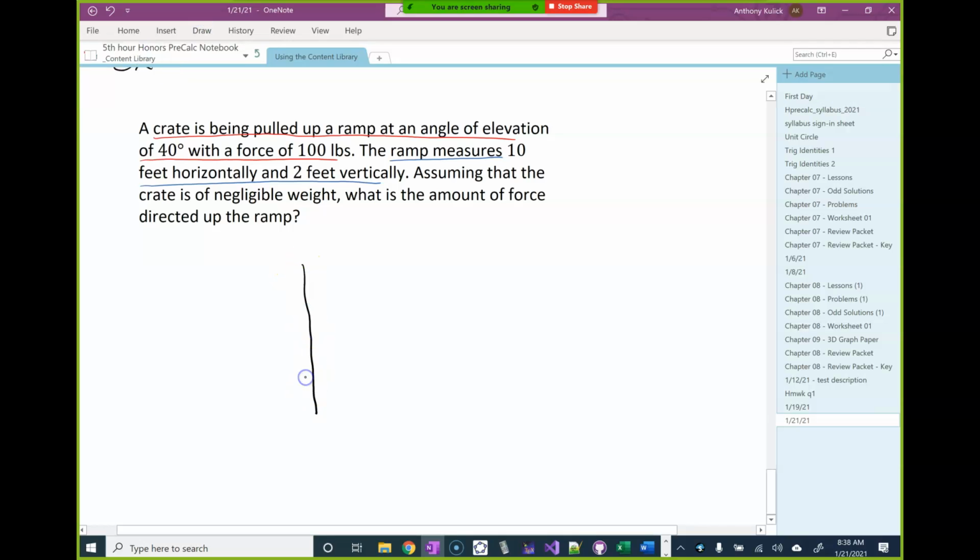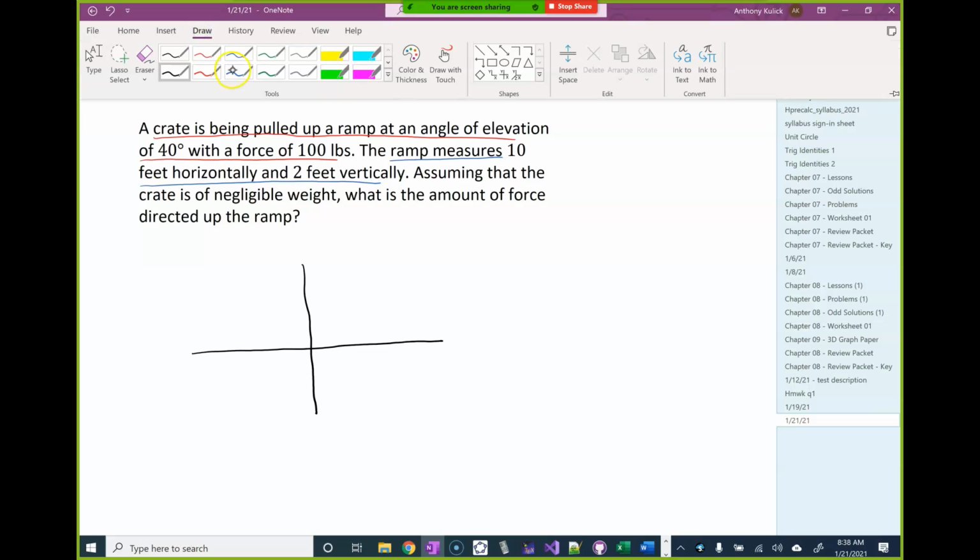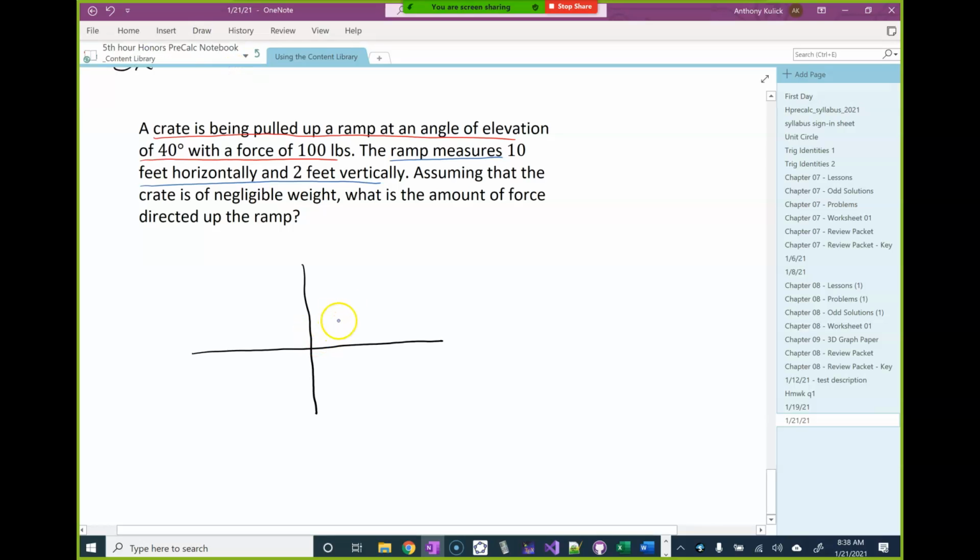In this case, you probably don't even really need the picture because I think from the wording it's relatively clear. So I'm going to draw the ramp first because the crate is sitting on the ramp already. So we go 10 feet horizontally and 2 feet vertically. So there's my ramp. And clearly that would be component form 10, 2, right? Since we went 10 horizontally and 2 vertically.